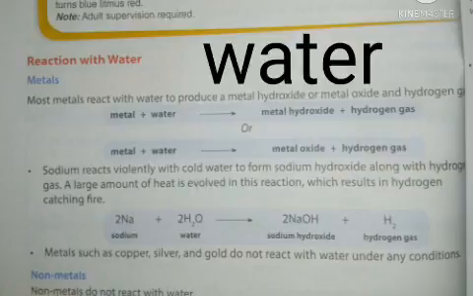So the formula would be metal plus water arrow metal hydroxide plus hydrogen gas, or it could be metal plus water arrow metal oxide plus hydrogen gas. For example, sodium reacts violently with cold water to form sodium hydroxide along with the hydrogen gas. A large amount of heat is evolved in this reaction, which results in hydrogen catching fire.